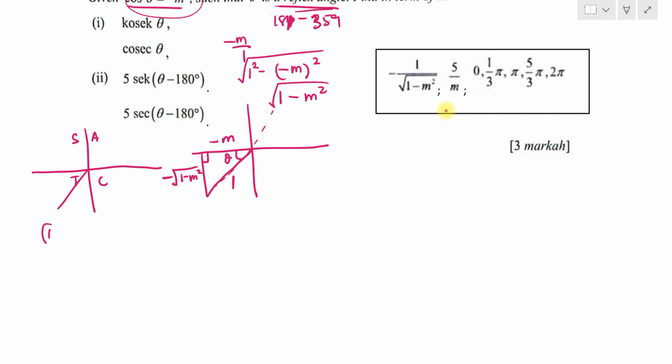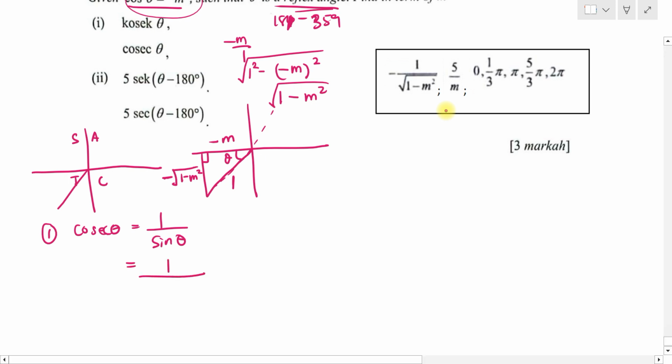Okay, first one. What does it ask? Cosec theta. Cosec theta is what? 1 over sin theta. Sin theta is what? 1 over sin theta. Sin is opposite. Opposite is negative, square root of 1 minus m square over hypotenuse.